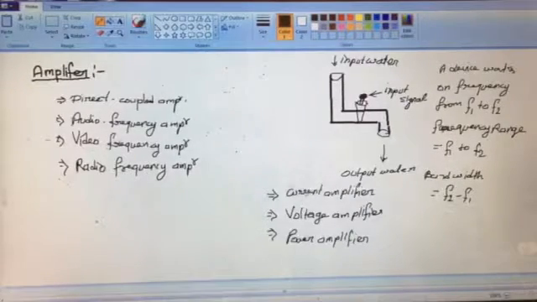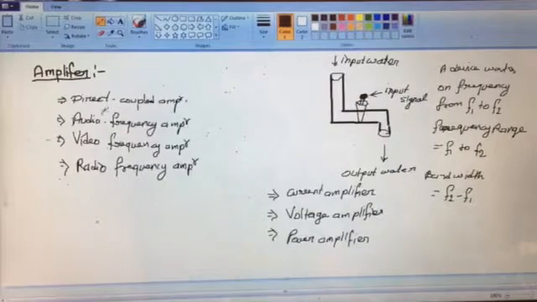Here, the amplifier is defined on the basis of the energy type which should be amplified. Then it will be of three types: current amplifier, voltage amplifier, and power amplifier. In a current amplifier, the current of the input signal will be amplified. In a voltage amplifier, the voltage of the input signal will be amplified. And in a power amplifier, current and voltage both will be amplified. Now, on the basis of frequency, the amplifier is classified into four parts: direct coupled amplifier, audio frequency amplifier, video frequency amplifier, radio frequency amplifier.